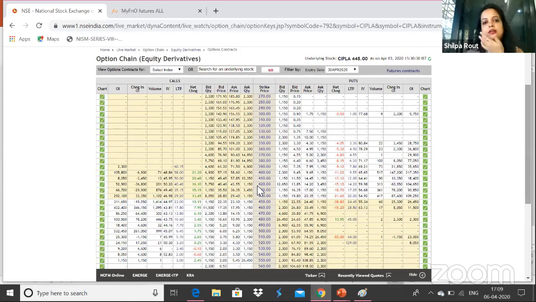So this is one way to understand open interest in the live market. If you are already involved in a trade and it is not going as you anticipated, you can always go to this NSE site, open this option chain, and understand why and how the market movement for this particular underlying is happening.